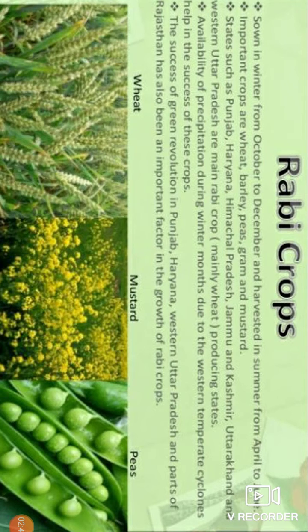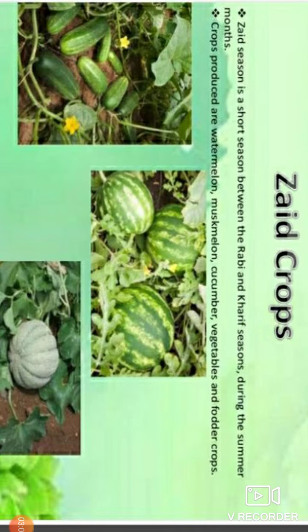And then next is the success of the Green Revolution in Punjab, Haryana, Western Uttar Pradesh, and part of Rajasthan, which has also been an important factor in the growth of the Rabi crop. So the Green Revolution played an important part in the growth of Rabi crops in Punjab, Haryana, Western Uttar Pradesh, and Rajasthan.